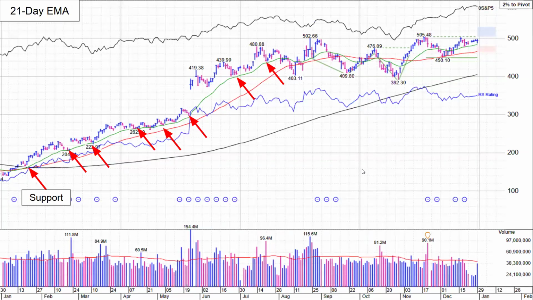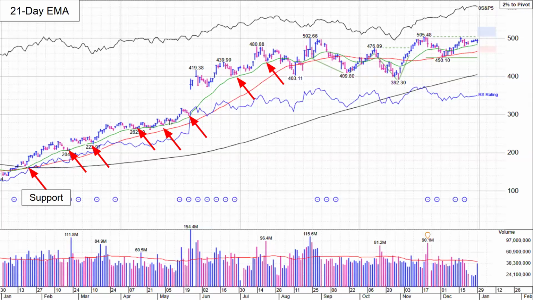Another example here, right? Even a longer-term example. Again, we see that support, right? The stock is constantly bouncing right off that 21-day. Here you can almost just see it. It almost feels like all these institutional investors are out there.